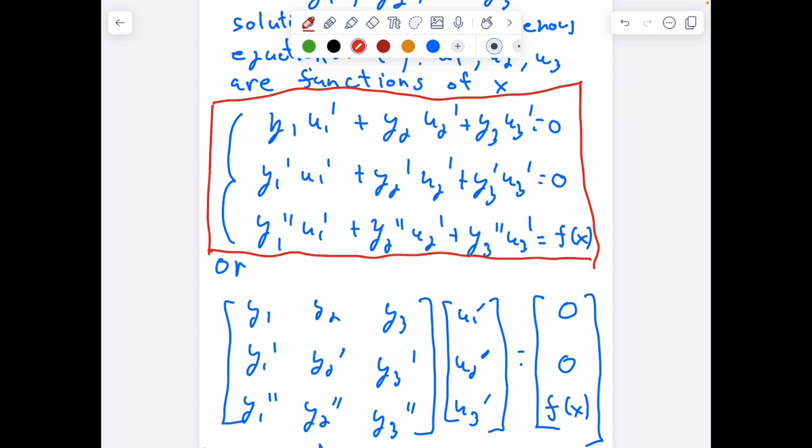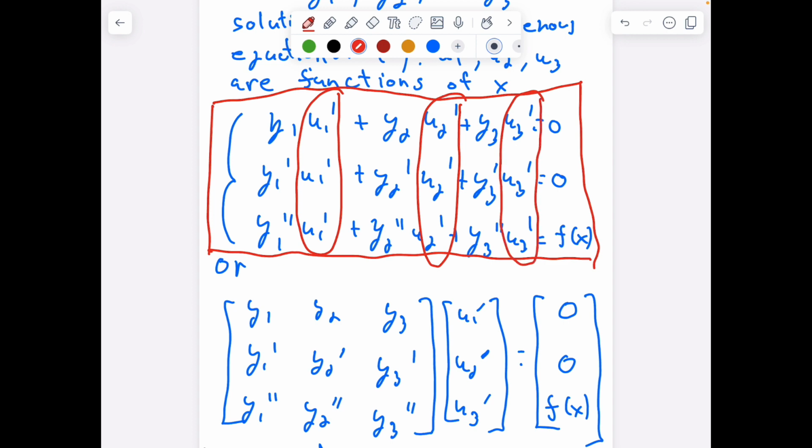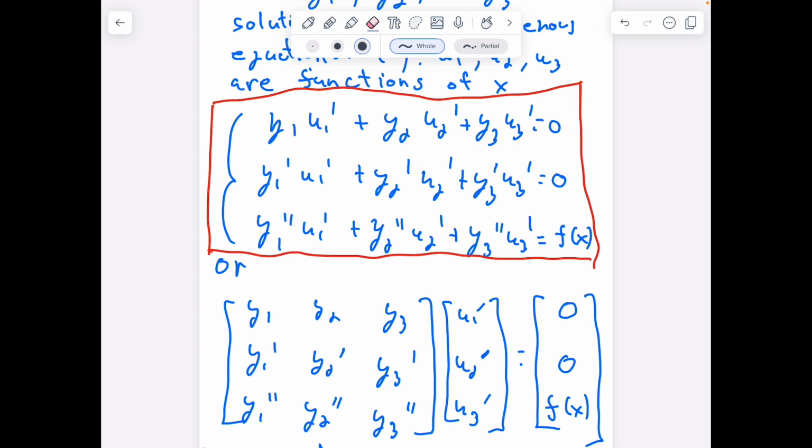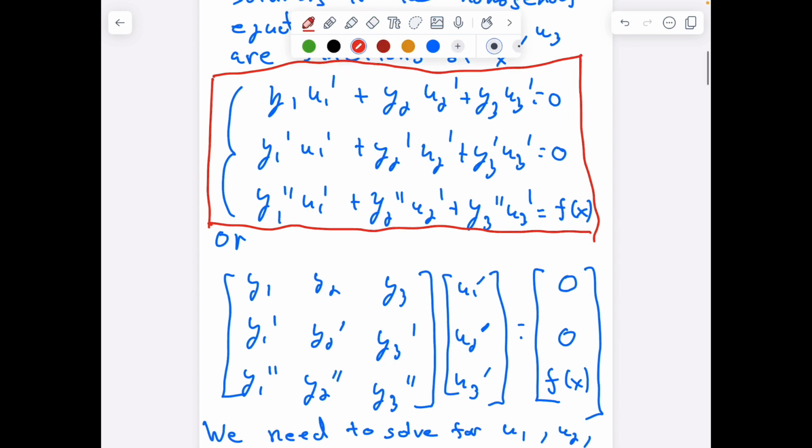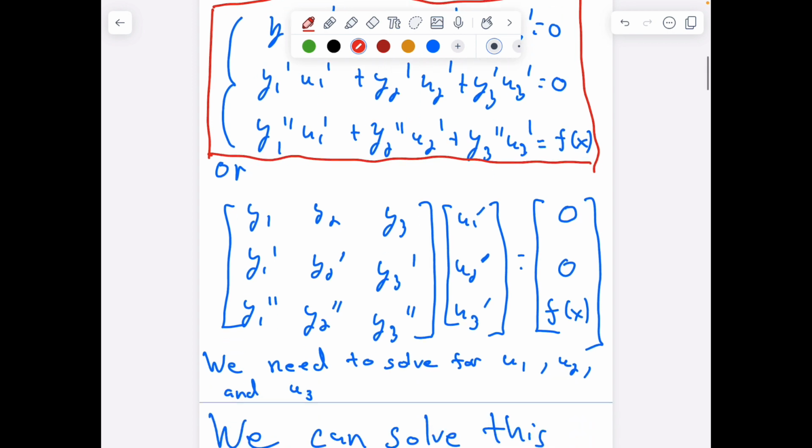Okay, so notice my variables here are u1 prime, u2 prime, and u3 prime. As I said, I need to figure out u1, u2, and u3, but there's a kind of middleman here, which is u1 prime, u2 prime, and u3 prime, that I have to solve for first. That's just the way it is. It's just the theory.